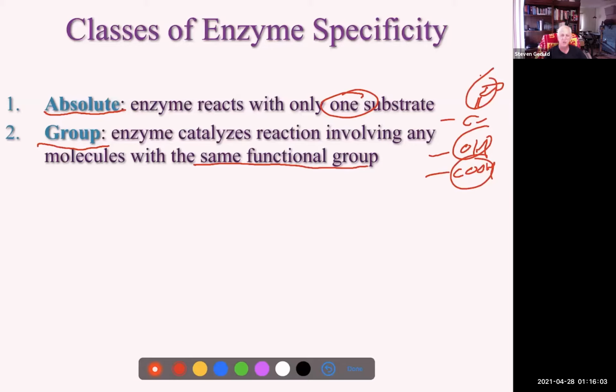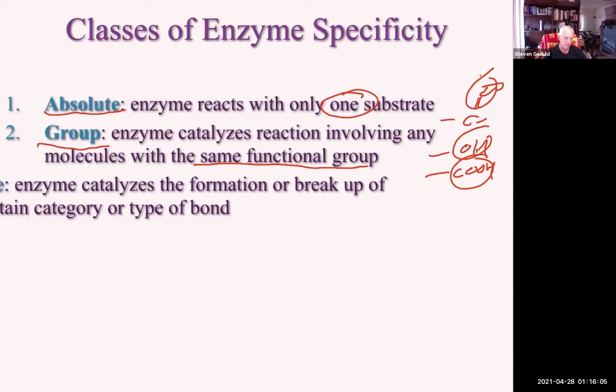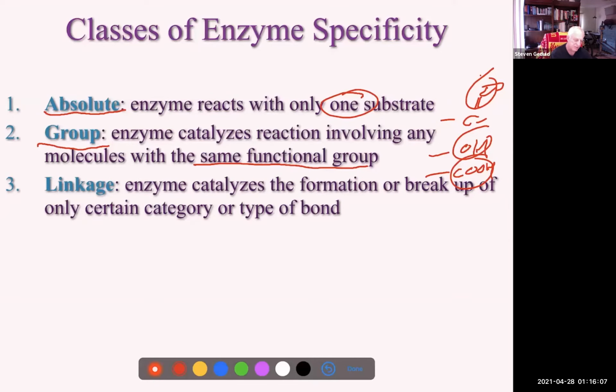So you have absolute and you have group, and you have what's called linkage. Linkage is where the enzyme catalyzes the formation or breakup of only a certain category or type of bond. So a type of bond, like a carbon-nitrogen bond, carbon-hydrogen bond, carbon-carbon bond, or a double bond. This is a linkage classification.